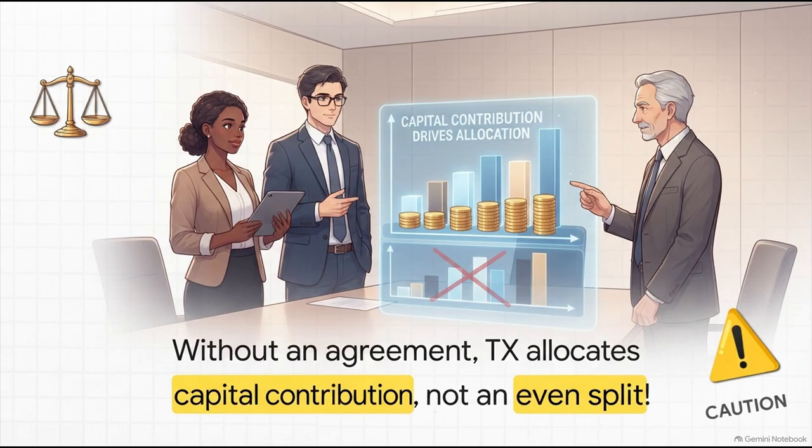Without a written agreement, Texas law allocates profits and losses based on the agreed value of each member's capital contribution, not an automatic 50-50 split. Just imagine putting $90,000 into starting the business while your new partner puts in $10,000, only to realize later that you accidentally agreed to split the profits evenly. You absolutely must explicitly contract for this in writing.